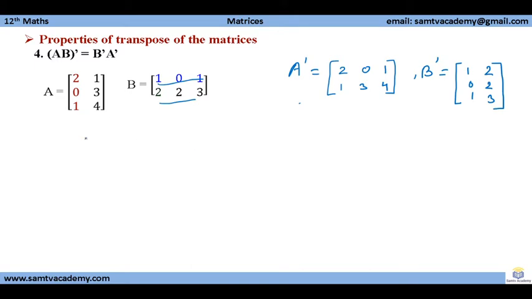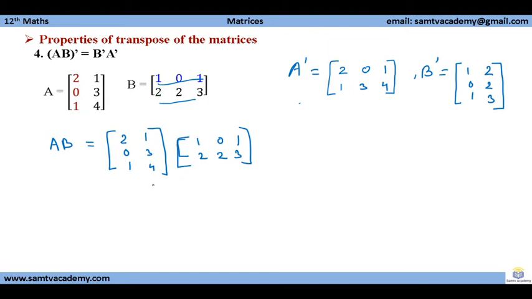Now first we will find out what is AB multiplication. A, 2 0 1 1 3 4, is multiplied with B, 1 0 1 and 2 2 3. First we will see whether they are defined or not. What is the order of this matrix? The order of this matrix is 3 by 2. And the order of this matrix is 2 by 3. Here we see that column is equal to row, so this is defined and we will do the multiplication.